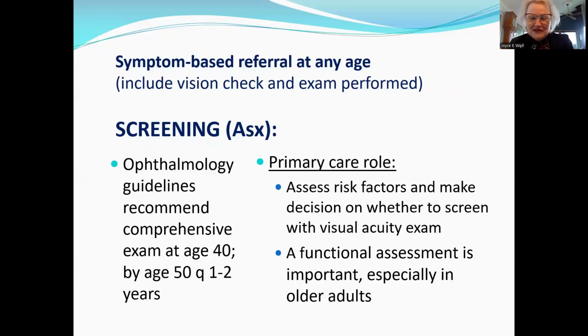Primary care role: assessing risk factors and making a decision on whether to screen with a visual acuity exam. A functional assessment is important, especially in older adults. I had a recent health exam, and I really liked the fact that they said, we're checking, do you have any impairment of your five senses? And I thought, that's interesting. You should think about how the eye works into that. So I think these are standard recommendations, every 1 to 2 years by age 50.